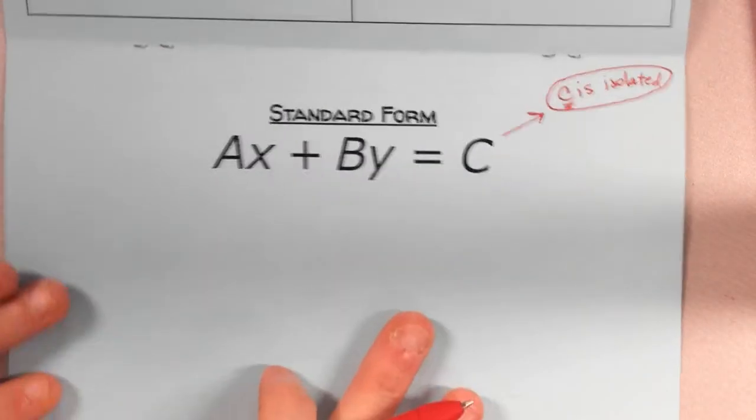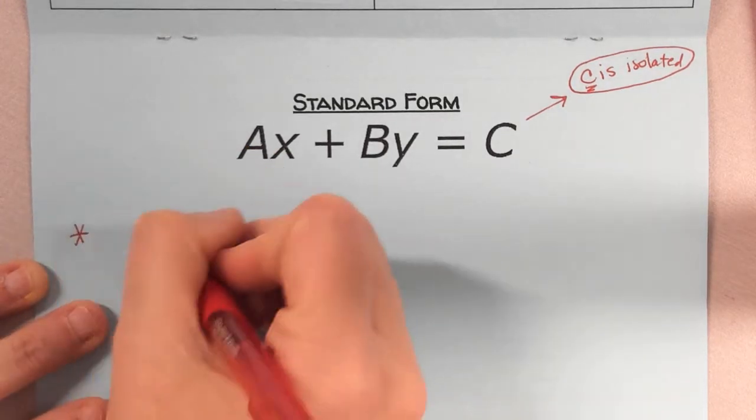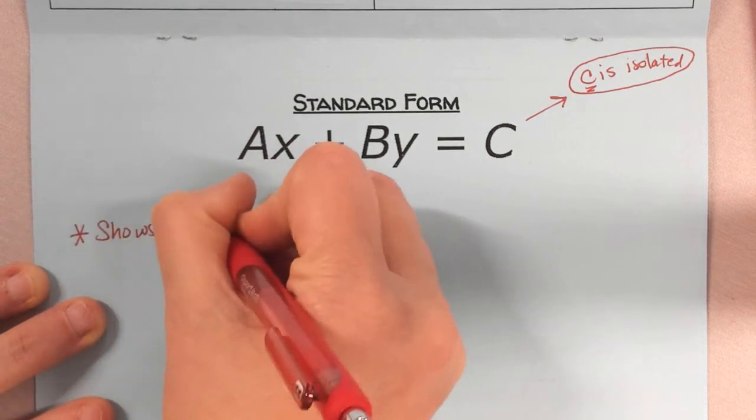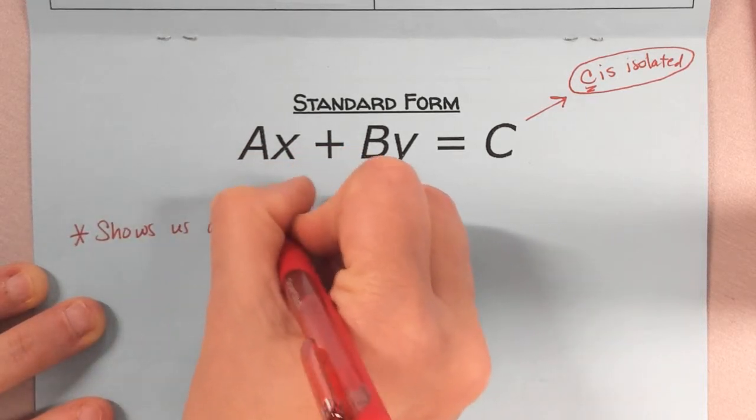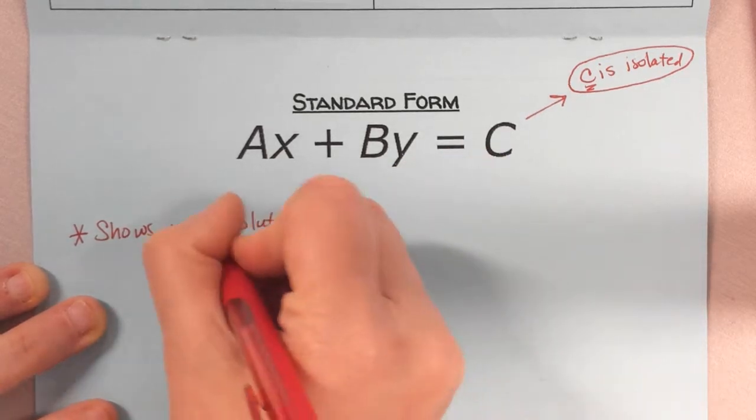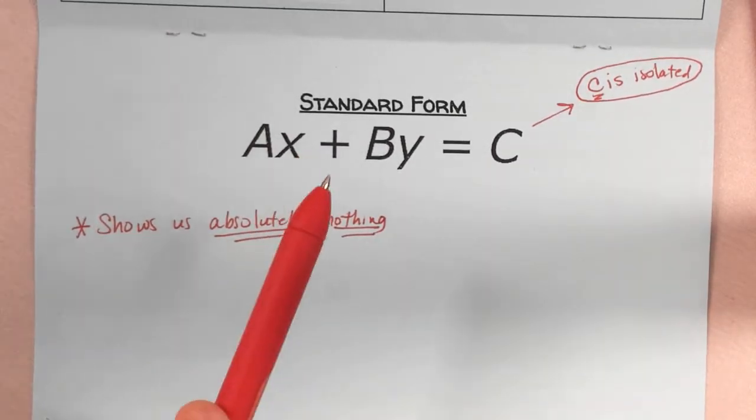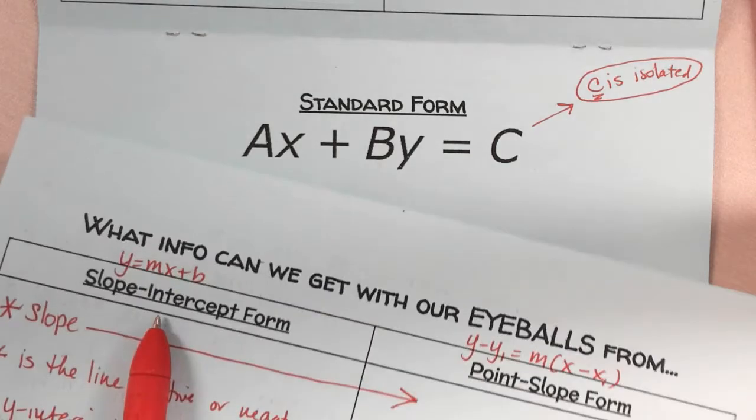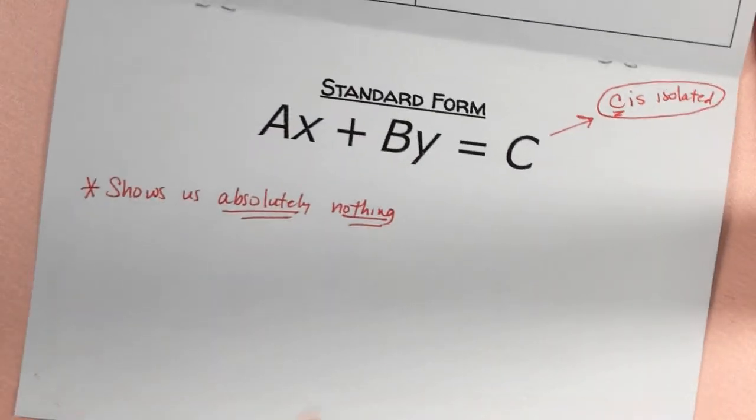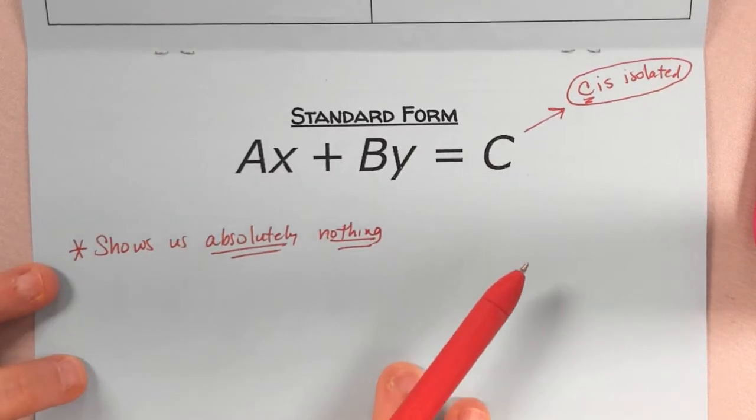First, I want to talk about standard form. The first bullet point I want y'all to make is that standard form shows us absolutely nothing. When I look at standard form, I can't tell what the slope is. I can't tell if the line's positive. I can't tell the y-intercept or a point. I can't tell anything by looking at standard form.